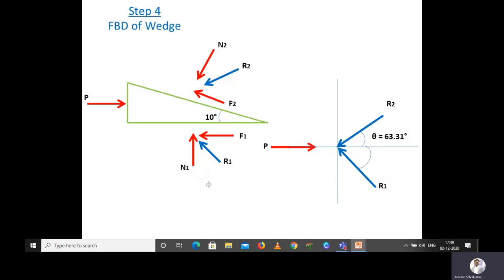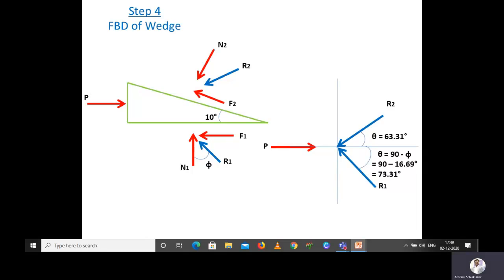We know very well that the angle between the normal reaction and the resultant is the friction angle. That value will be 16.69. Based on that, if you want to calculate the angle made by R1 with respect to horizontal, we know that N1 is acting upward and R1 is making an angle of 16.69. And vertical and horizontal give 90 degree. So 90 minus 16.69 will give the angle between the horizontal line and the resultant R1.